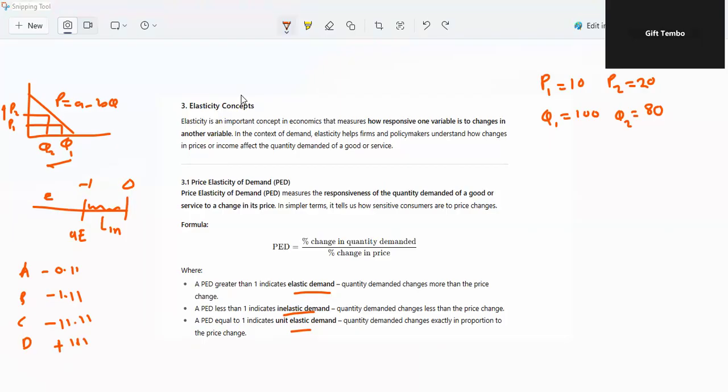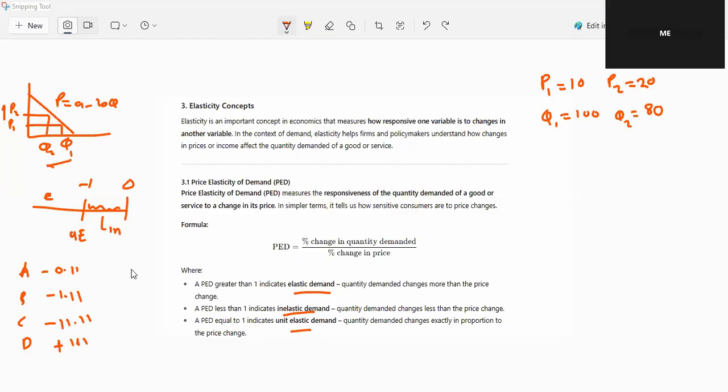Inelastic. B, inelastic. C, inelastic. And D, elastic. No, of those answers, there's only one correct. Try again.